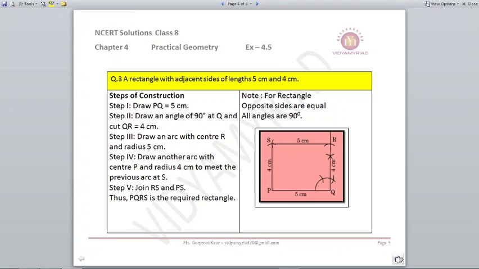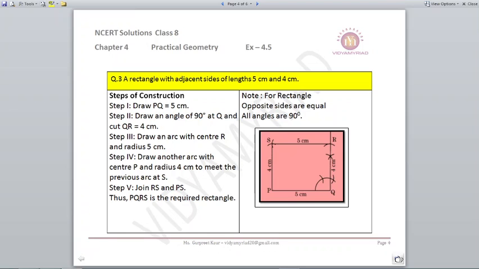So what we are going to do is, construct PQ with the help of a scale as 5 centimeters and on Q we will draw 90 degrees. Using a compass, open and construct an arc, and using that big arc cut two arcs on it, and using those two arcs of 60 and 120 cut two more arcs and draw a straight line of 4 centimeters.